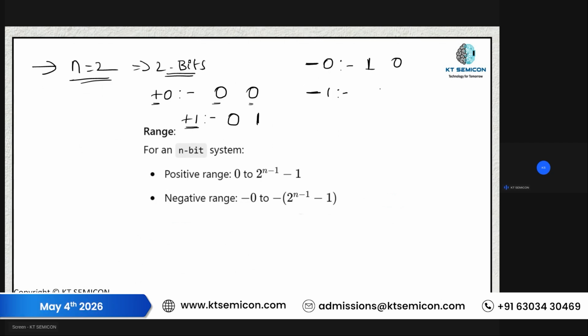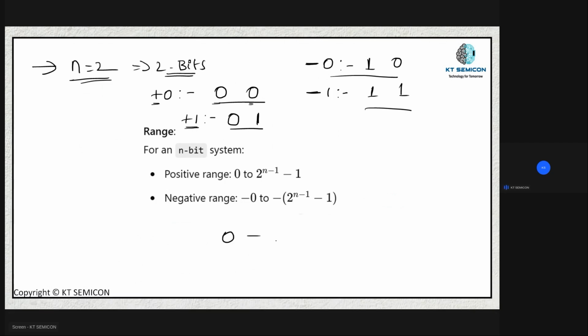I'm going to use 1 followed by 1. So using 2 bits, I can represent 4 digits. You can also see from the formula, 0 to 2 power n, that is nothing but 2 power 2 minus 1.